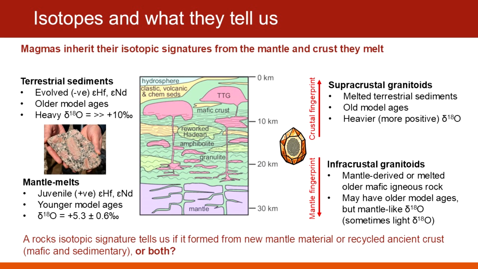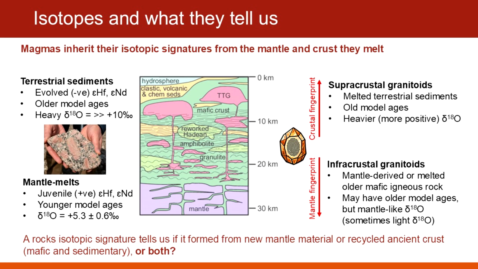So just in very simple terms, if we're looking at rocks that have remelted a lot of crustal material or material that's been at the surface and interacted with meteoric water, we tend to have what we call more evolved isotopic signatures. So we'll have more negative epsilon hafnium and epsilon neodymium values. We'll have older depleted mantle model ages, older crustal residence ages, and we have heavy or very positive oxygen isotope values.